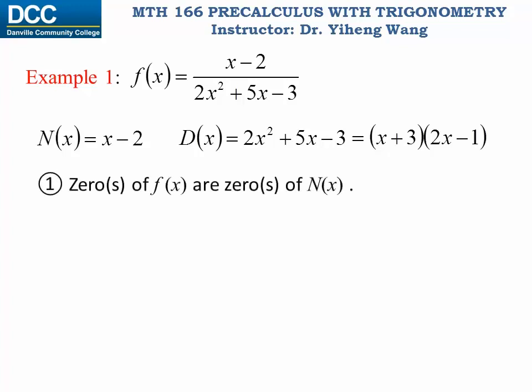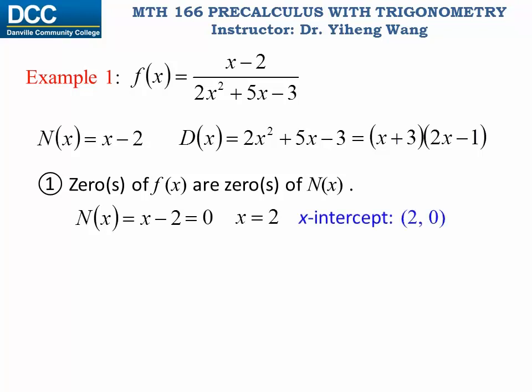First, let's find the zeros for this function. We know that the zeros for the rational function correspond to the zeros of its numerator function. Therefore, the numerator function x minus 2, set it to 0, we can solve for x equals 2. This is the real zero for this rational function, and it corresponds to the x-intercept on the graph.